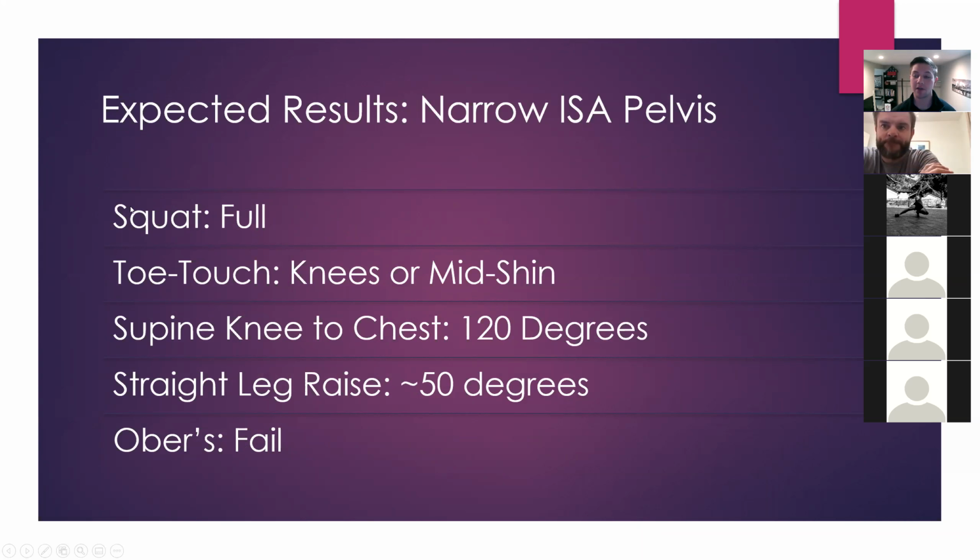Within their pelvis, they should have a full squat. Toe touch will be knees or mid shin because they can't nutate as well. Supine knee to chest is going to be 120 degrees. And then straight leg raise is going to be probably less, around 50, maybe less, maybe more, depending on what their hamstrings are doing. But because they lack internal rotation and nutation, it's going to be hard for them to access those mechanics. And then their Obers, they're going to fail because they can't couple extension, IR and adduction together.